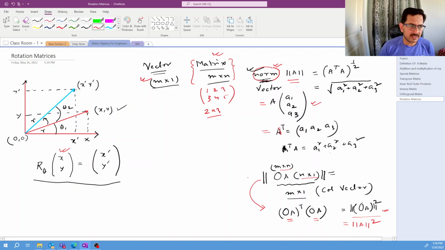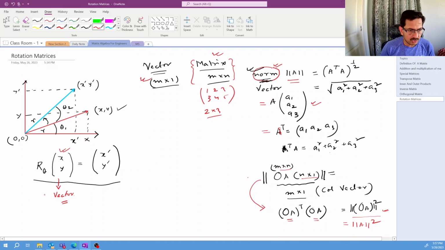So the length of this vector will be the same. There will not be any change. That's my orthogonal property actually. I will multiply this with an orthogonal matrix. So R theta will be an orthogonal matrix. I'll multiply this vector by the orthogonal matrix.